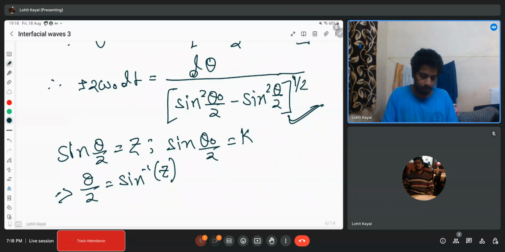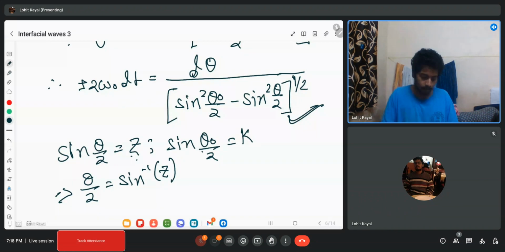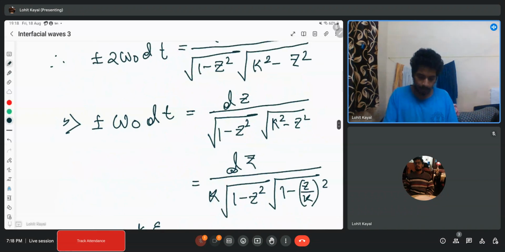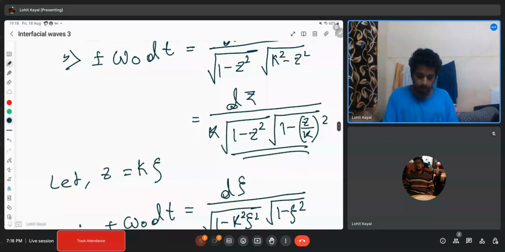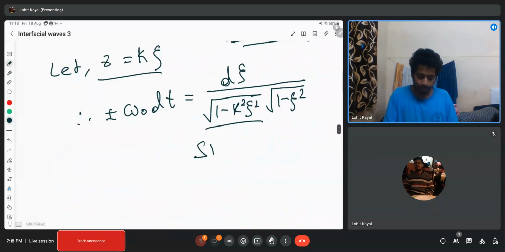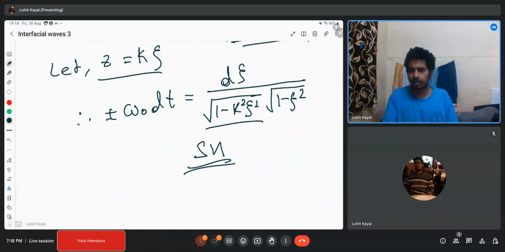Now you can substitute, you can do some modification. You can take sin theta by 2 equal to z, and just do this modification, and finally we'll get the result like this. After some substitution, you can very easily see that it is related to Sn. It is discussed in the class in detail.